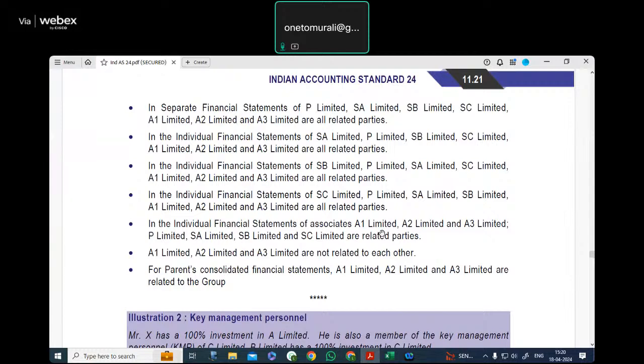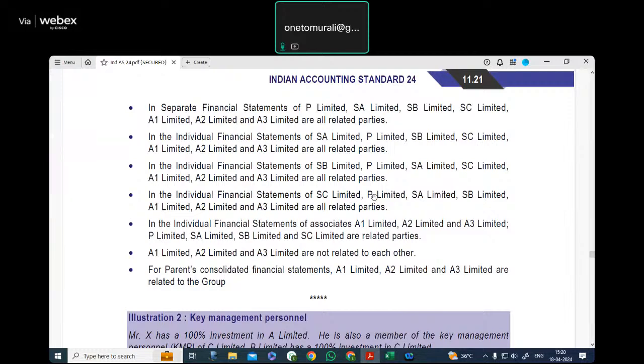You do not have common significant influence. So that is the reason why A1, A2, A3 are not related parties. Have that in your mind: when you are talking about a parent and a subsidiary on an individual basis, all are related parties because they are all coming under control.